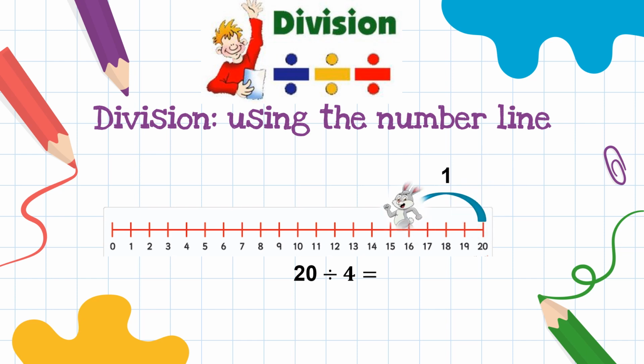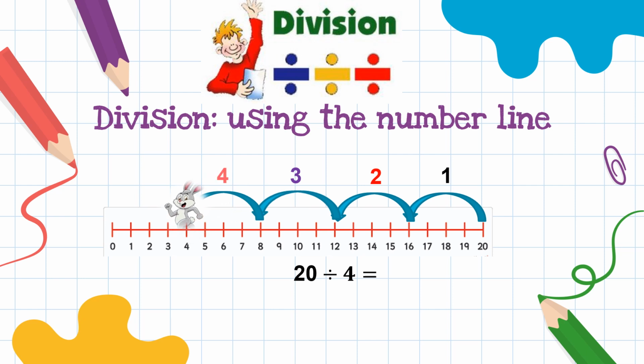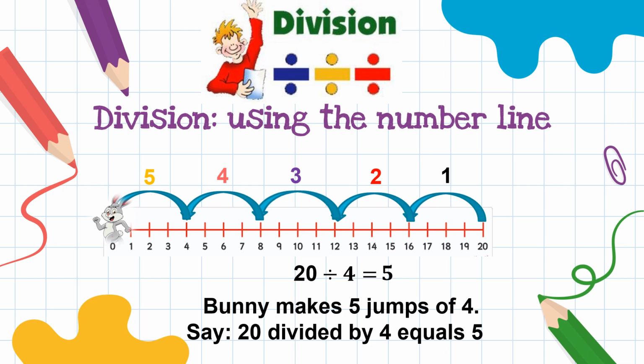1, 2, 3, 4, 5. It means 20 divided by 4 is equal to 5. So the bunny makes 5 jumps of 4. In other words, we can say that 20 divided by 4 equals 5.